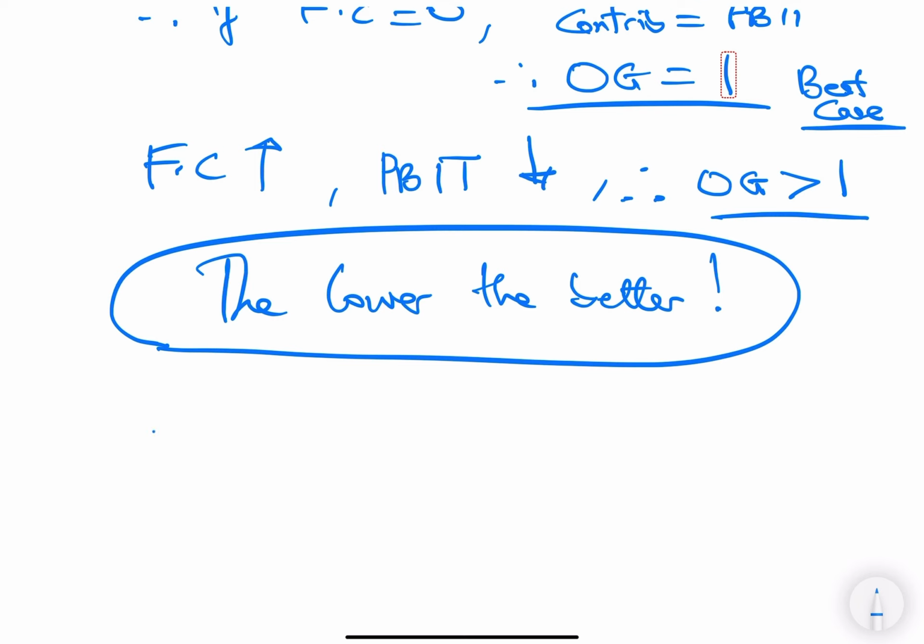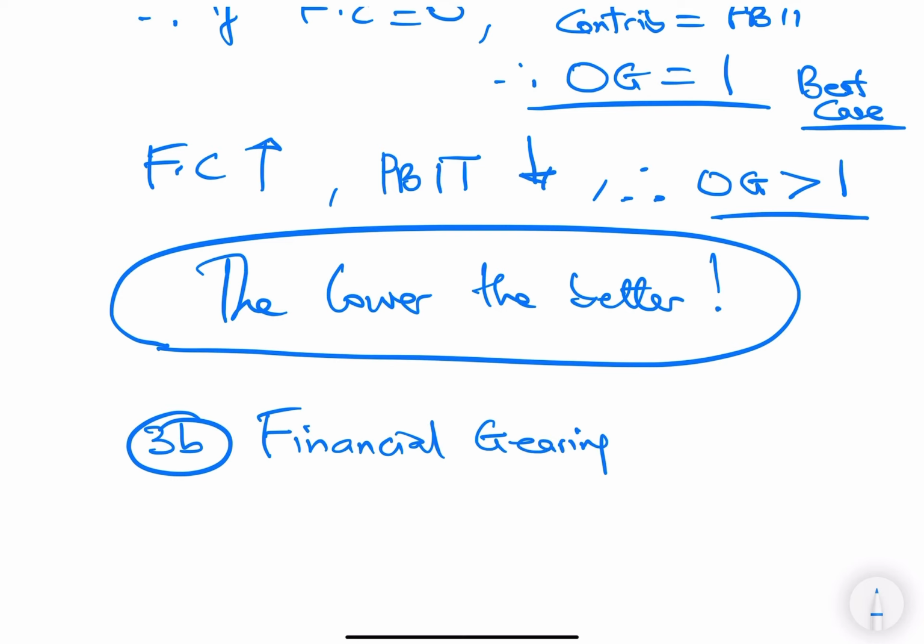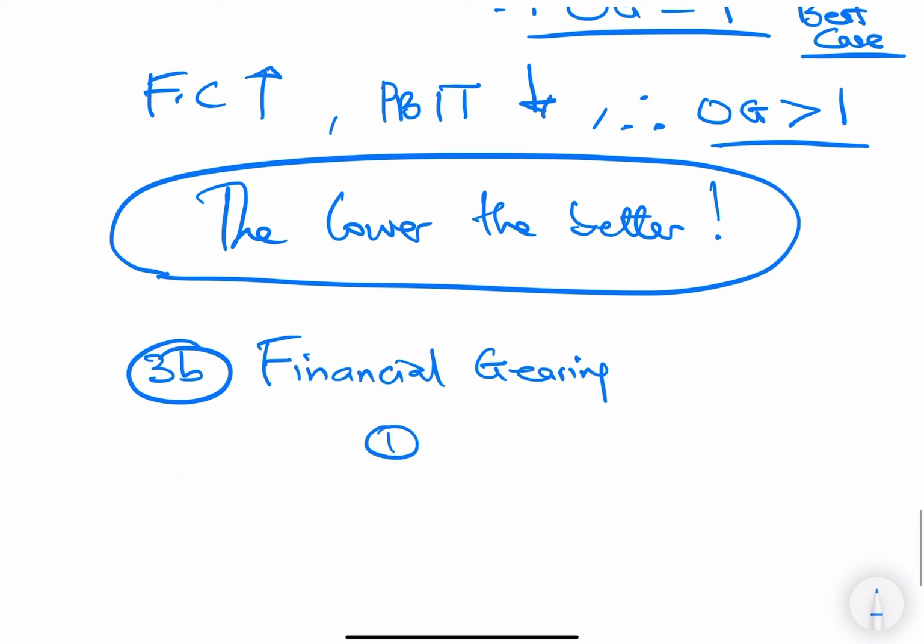Okay, we'll go to 3B, which is about financial gearing. And there are two things we'll be looking at under financial gearing. First of all, we're looking at how much debt a company has compared to its equity.